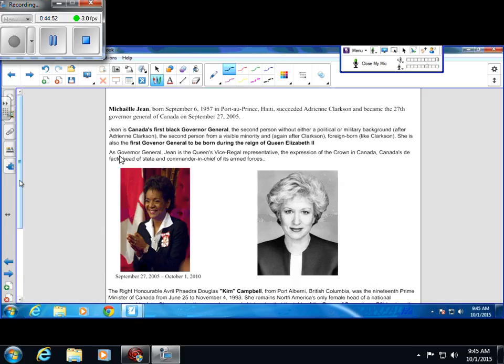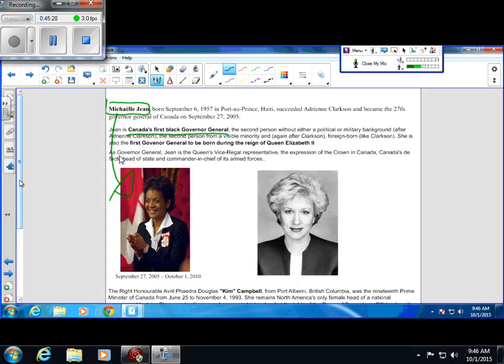All right, three. The next person we'll talk about, I'll put her name in the box too, is Michaëlle Jean. What made her famous was that she was also a Governor General of Canada, but she was the first black woman to hold the role. She was born in Haiti, but she really was the first black woman to be Governor General.